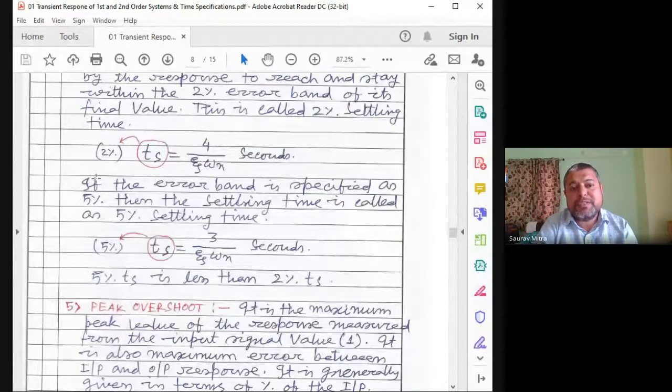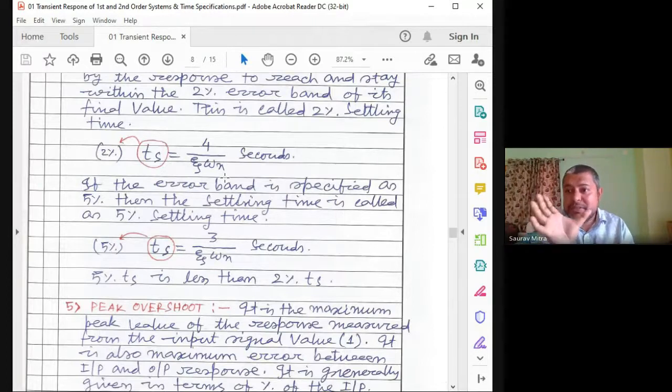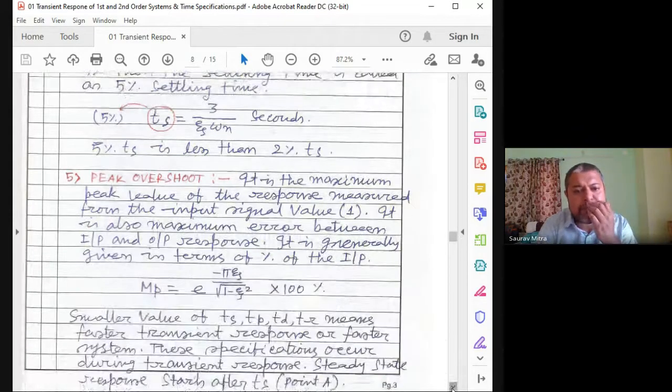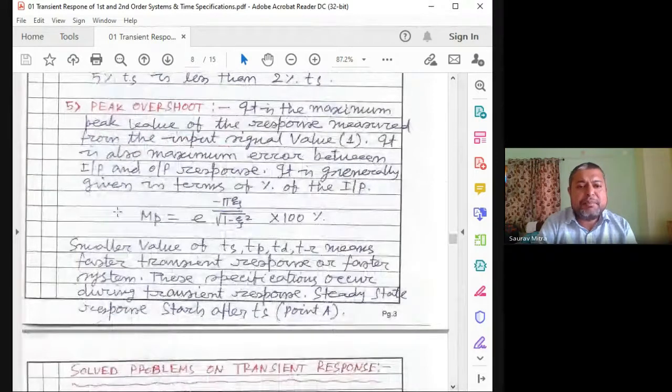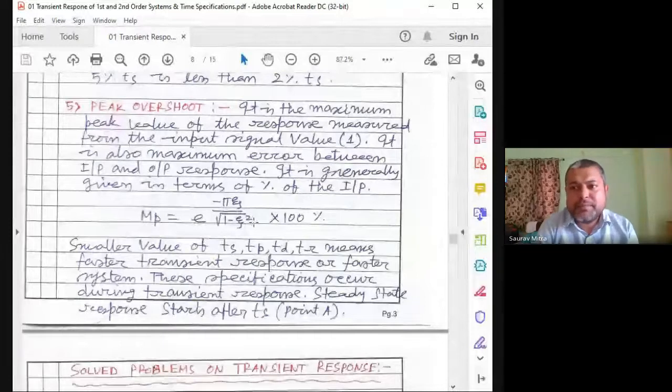What is meant by 2% settling time? The formula is 4 by zeta omega n seconds. The 2% settling time is further on the right side. That means the 2% settling time is larger than the 5% settling time. This we have to understand. And peak overshoot: how do we find out the maximum peak overshoot? Mp is equal to e raised to minus pi zeta divided by the square root of 1 minus zeta square. Here the value of pi is 3.14.